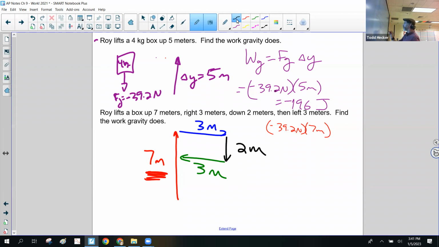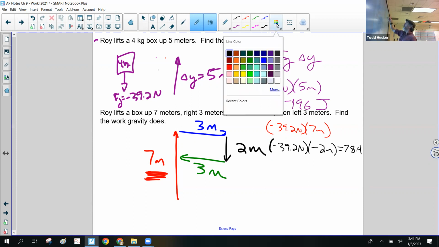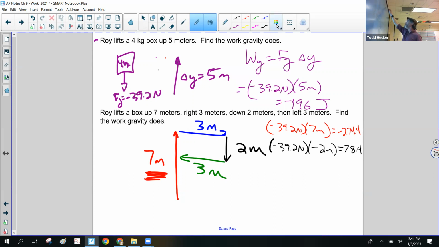I'm going to jump ahead. Let's do the black part. During the black part, our force of gravity is still negative 39.2 newtons, but now my displacement is down 2 meters. Oh, I kept right up writing my answers, didn't I? All right, so if you do this one, it turns out to be 78.4. The red one turns out to be 274.4. Right? And then it turns out that during both the blue and the green, the work is 0.